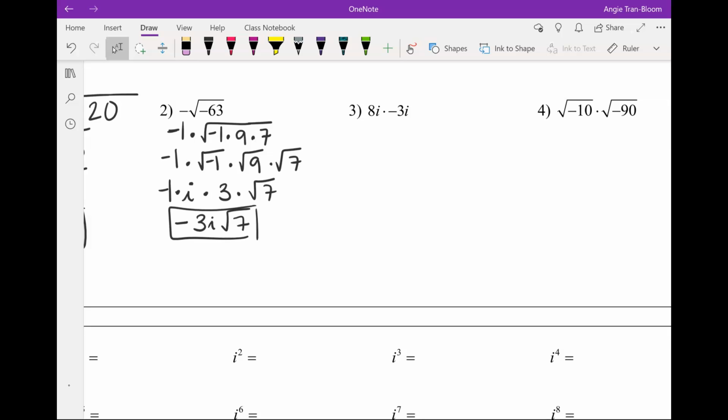Yes, i behaves like a variable. So when you multiply variables, what do you guys do with the exponents? Add them. So normally what we like to do is we like to put all the numbers together and all the i's together before we combine. Well, 8 times negative 3 is normal. What's that? Negative 24. i times i becomes? i squared. No, that's not the final answer. What is i always?